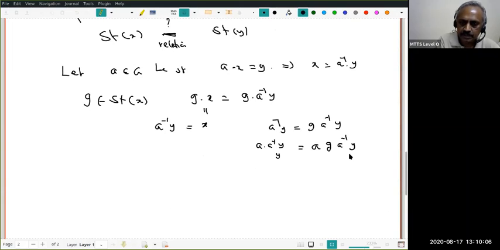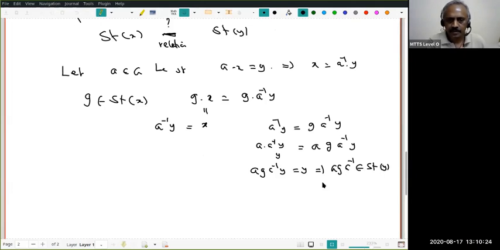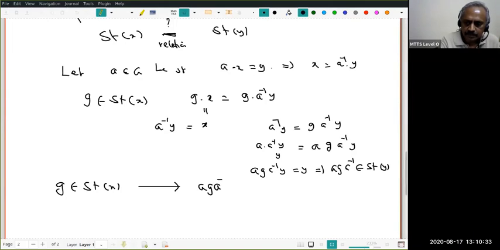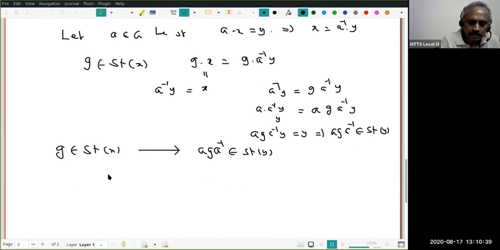You understood that? So what have I shown now? I have shown that if G belongs to the set, this says A G A inverse of Y equals Y. So that means A G A inverse belongs to the stabilizer of Y. So what I have done is, starting with G in the stabilizer of X, I ended up with A G A inverse, which is in the stabilizer of Y. Therefore, A stabilizer X A inverse is a subset of the stabilizer of Y. This is actually a subgroup because these are subgroups. Is that clear?